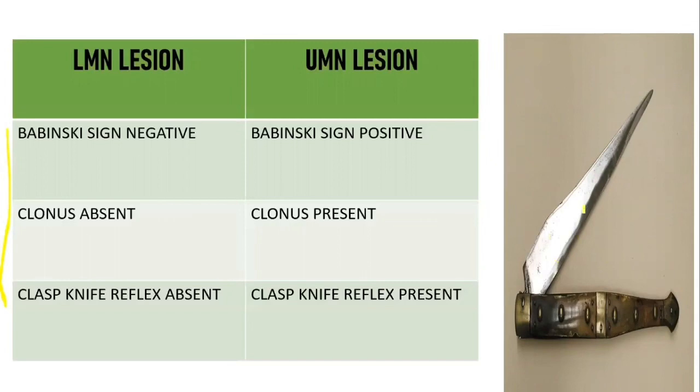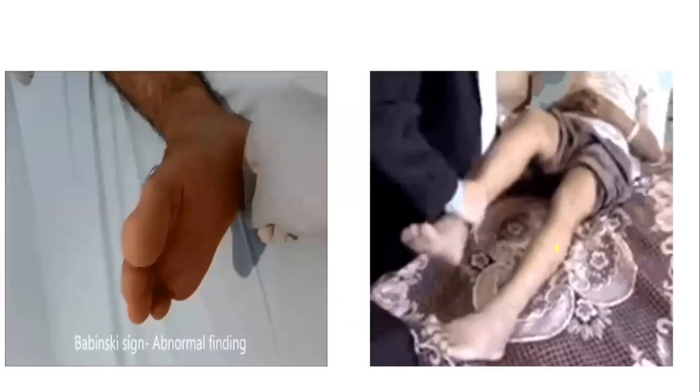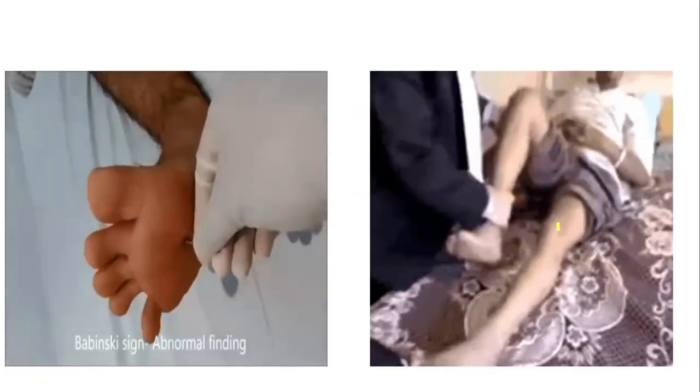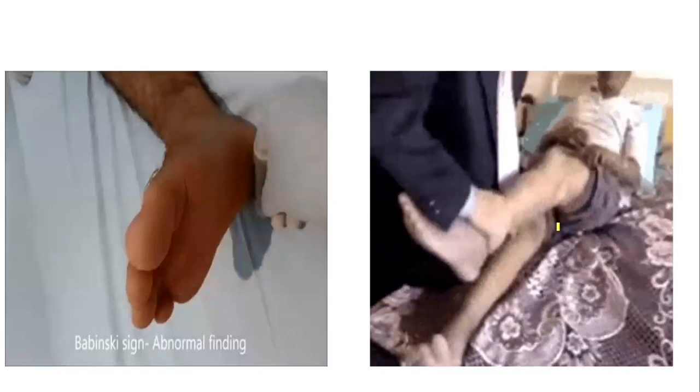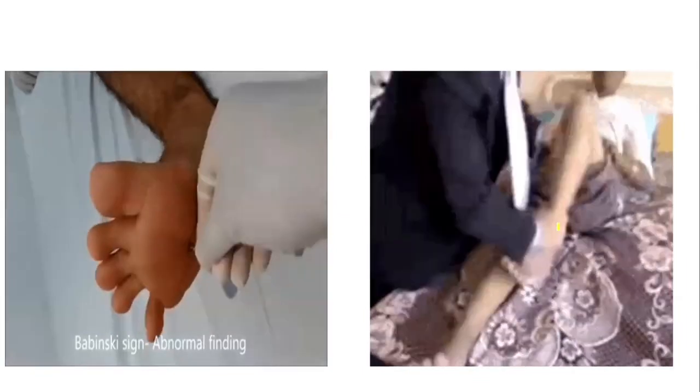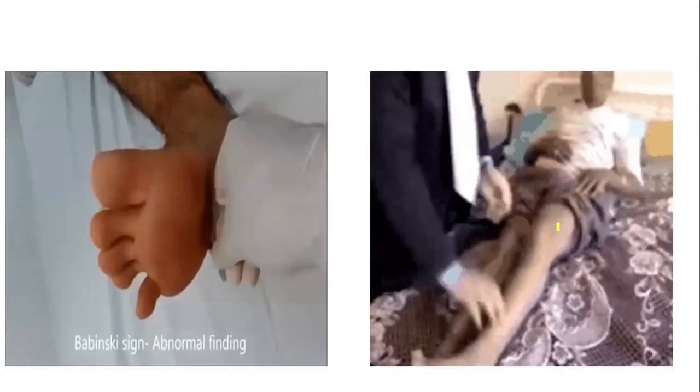If you take this, what can you observe? This blade is bent and held in a position. That is called a clasp knife reflex. Again, it is present in case of an upper motor neuron lesion. So what happens? Observe the second GIF. Now the legs are relaxed. He is pushing hard. Initially no movement takes place, but later it shows.